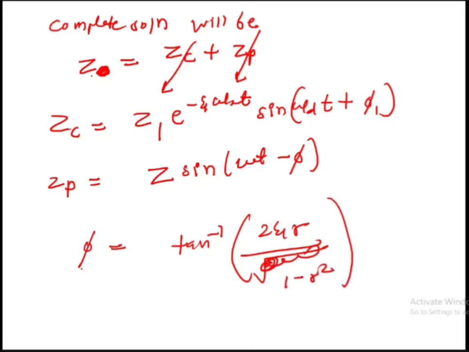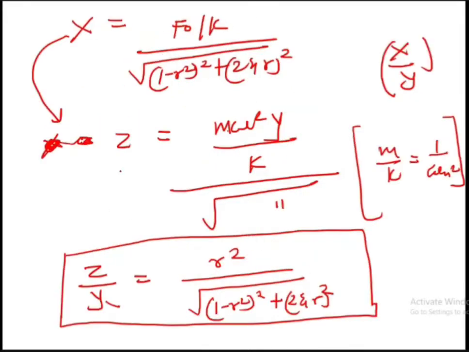What is phi? Phi is the phase angle, the angle by which the relative displacement z lags the support displacement y. And what is this Z? This Z is nothing but the steady state relative amplitude. I hope you understand this. So this is how we have to do the analysis of forced vibration with support excitation. Is it clear?